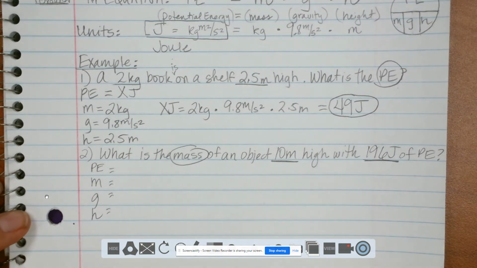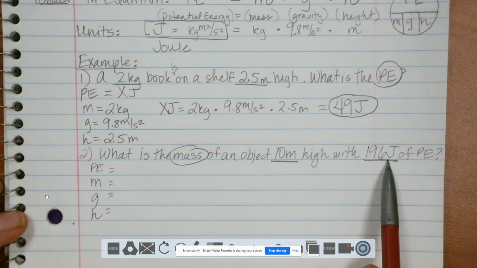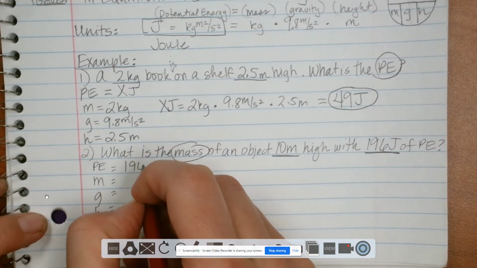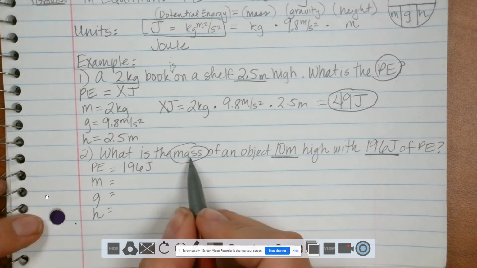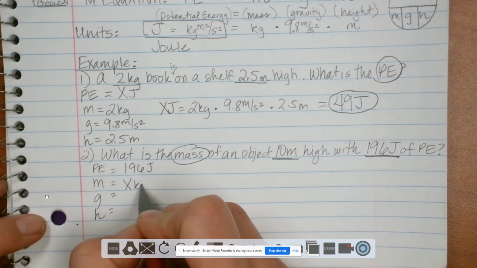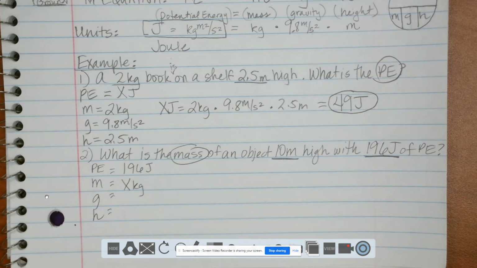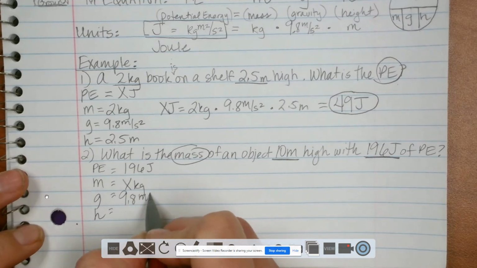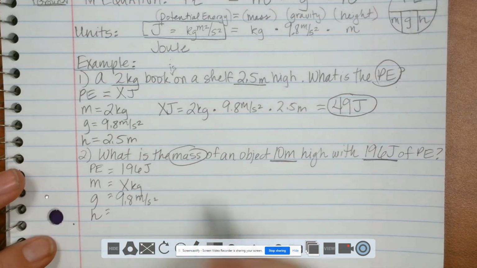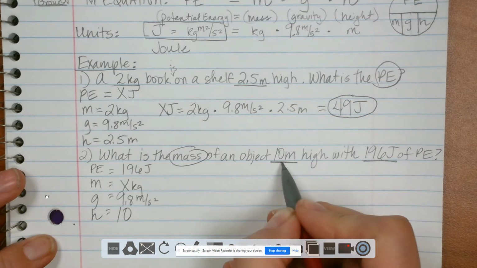Now this time I'm given my potential energy, 196 joules. So I'm going to write that there. I am not given the mass. So that's my X. I know that mass is in kilograms, so I'm going to write out X kilograms. Gravity is not given to me, but I know it's 9.8 meters per second squared. Height is 10 meters, given to me right here.